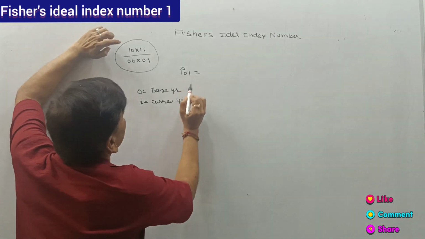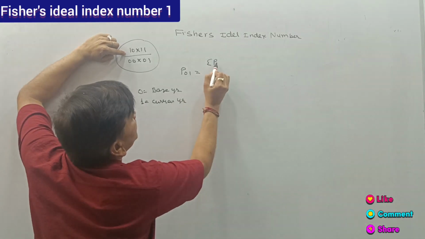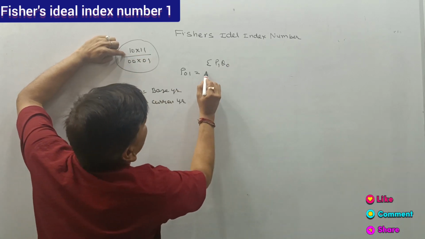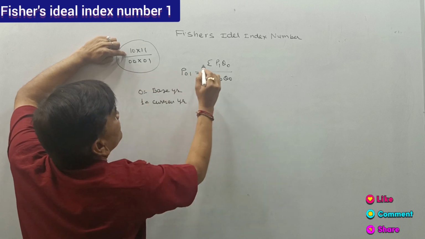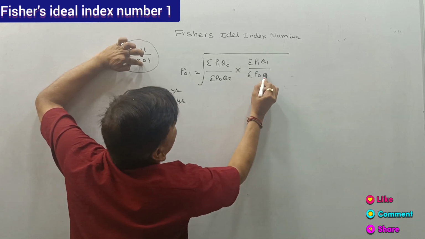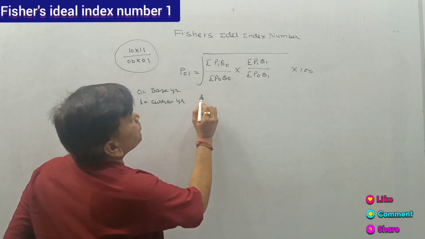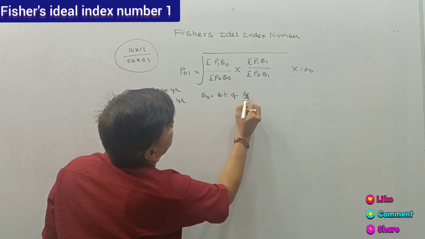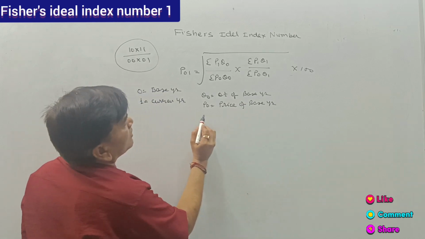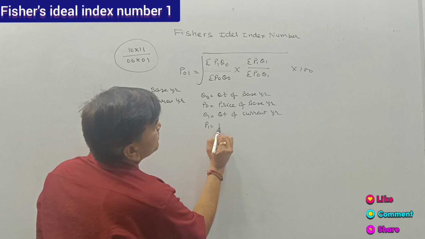So this is the trick to remember the formula: 10, 11, 00, 01. Here sigma P1Q0, that is 10, divided by sigma P0Q0, that is 00, under root, multiplied by sigma P1Q1 divided by sigma P0Q1, multiplied by 100. This formula is called the Fisher's ideal index formula. Here Q0 is the quantity of the base year, P0 is the price of the base year, Q1 is the quantity of the current year, and P1 is the price of the current year.